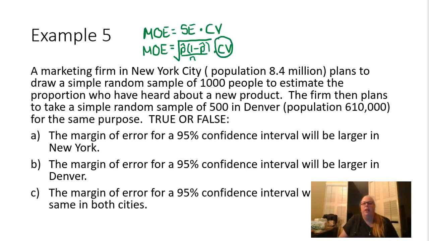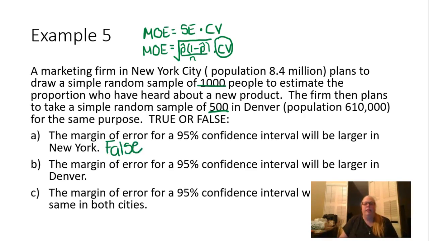So we need to take a look at this right here, because what's going to change is in Denver, we're dealing with 500 people in a sample size, and in New York, we're dealing with a sample size of 1,000. So those are my n's. Let's take a look at this fraction right here. As we increase the size of n, or the denominator in a fraction, it causes the value of my fraction to decrease, or get smaller. So the fact that 1,000 is a larger sample size than 500 means that New York City's margin of error is going to be smaller than Denver's, because the 1,000 gives me a smaller fraction to take the square root of. So this one is going to be false.